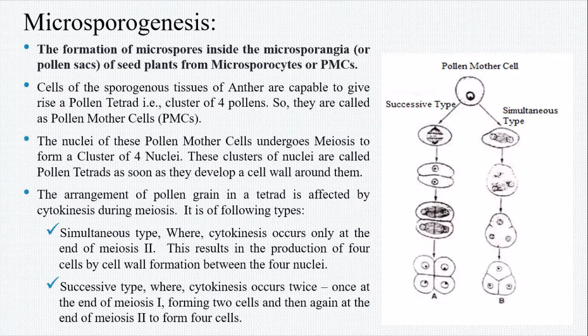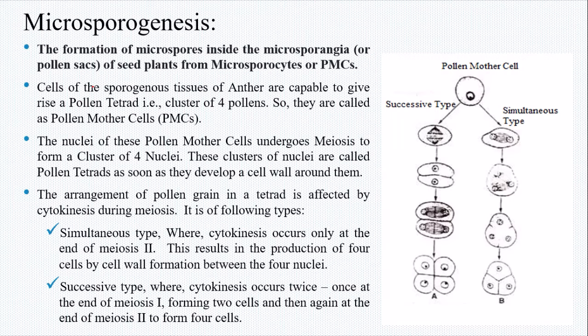So let's begin with the microsporogenesis. First of all, microsporogenesis can be defined as the formation of microspores, that is pollen grains, or the male gametophyte, inside microsporangia, which are also termed pollen sacs of seed plants, from the microsporocytes or pollen mother cells or microspore mother cells. These terms are mostly used interchangeably.